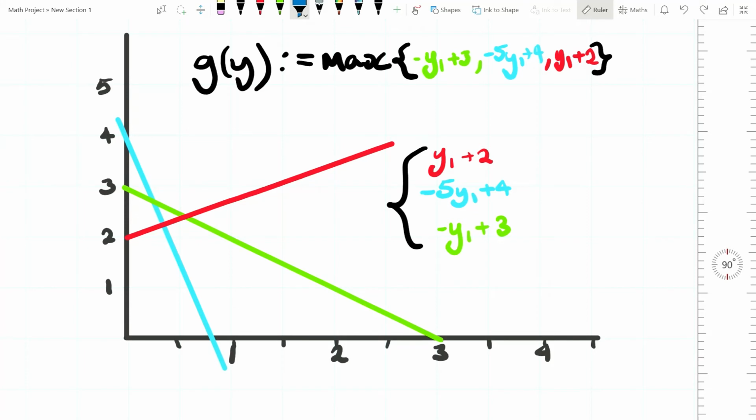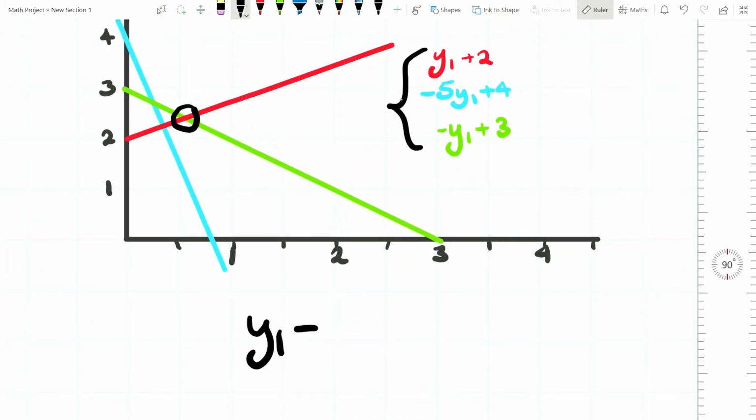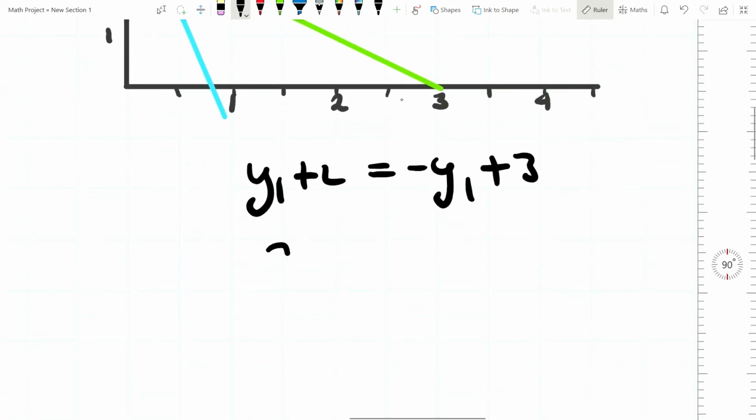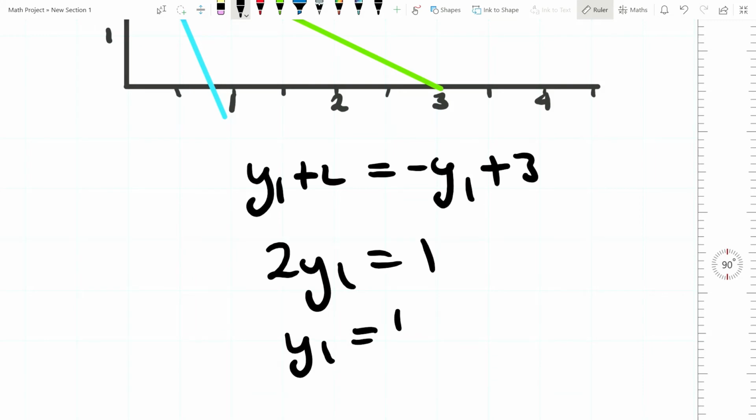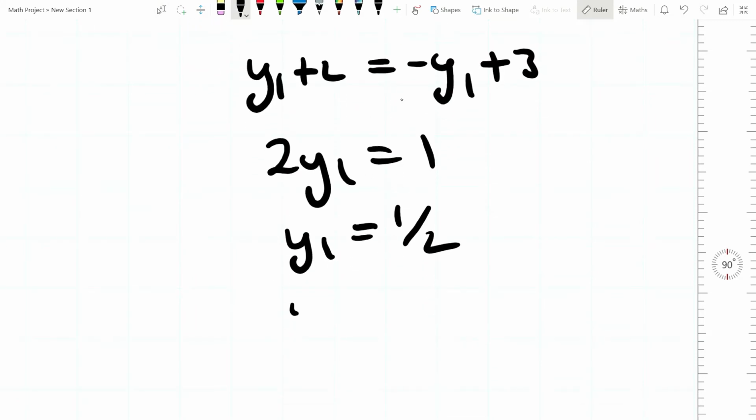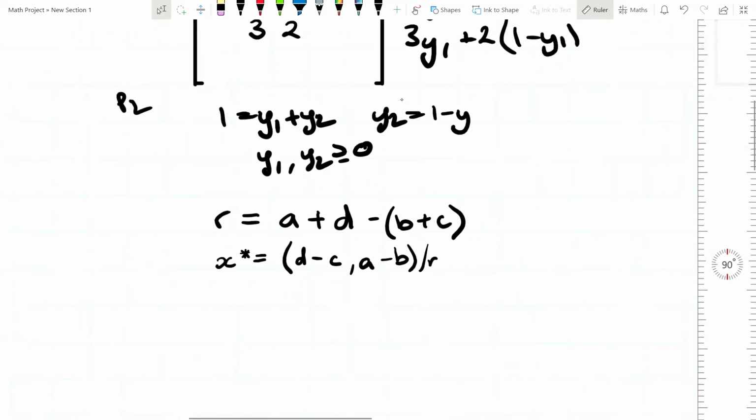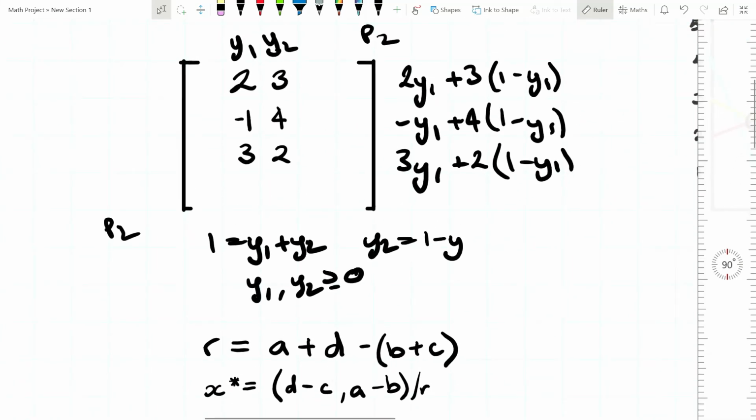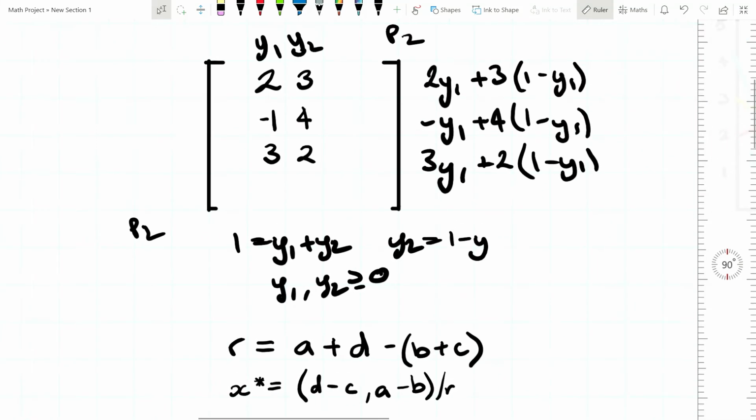And player 2 will want to pick the lowest point along that line, which will be this point just here, which is the intersection between y1 plus 2 and negative y1 plus 3. So we know straight away that 2y1 equals 1, and that y1 equals half. And of course, from our rule earlier, we know that y2 equals half. Now I'm just going to quickly jump over here. So now we can start doing our optimal strategy for x.